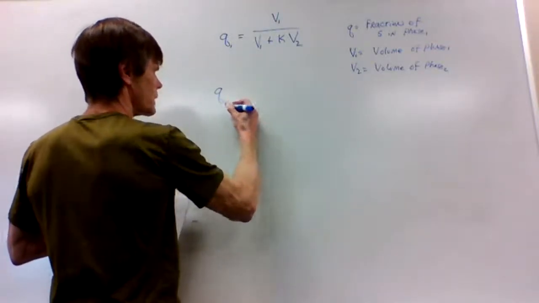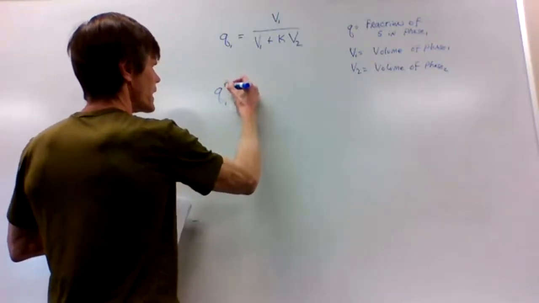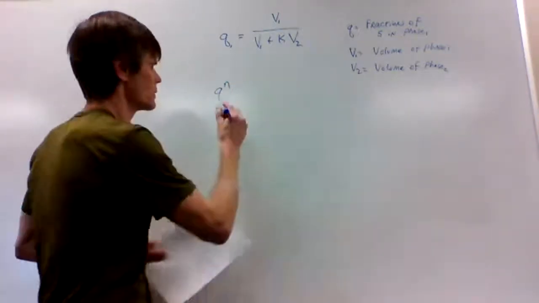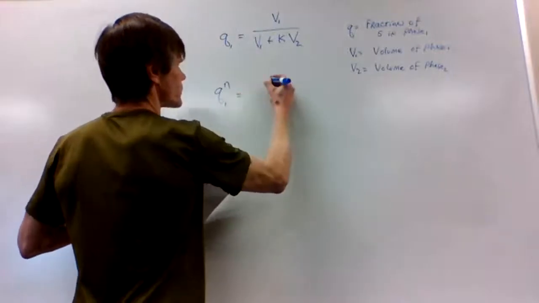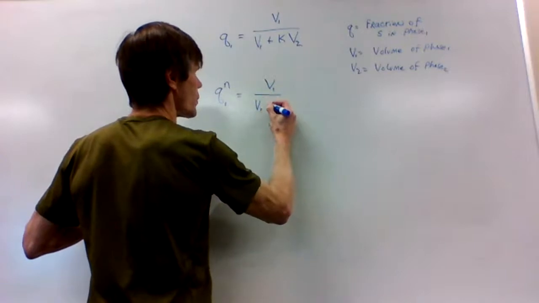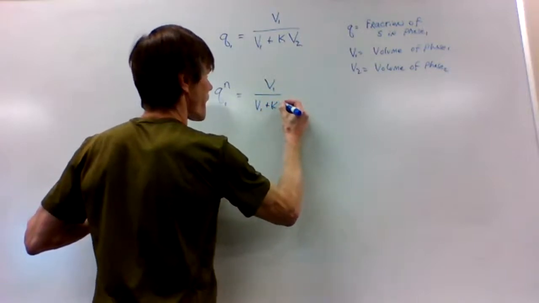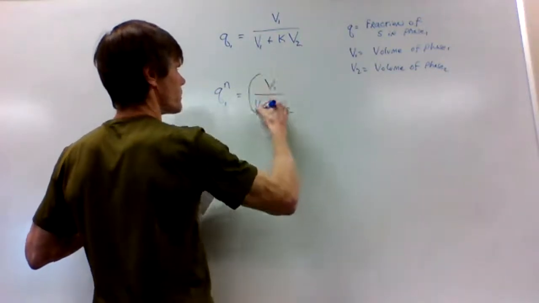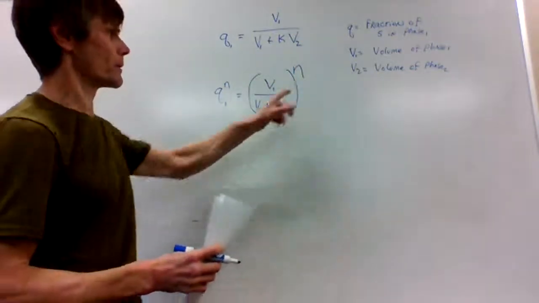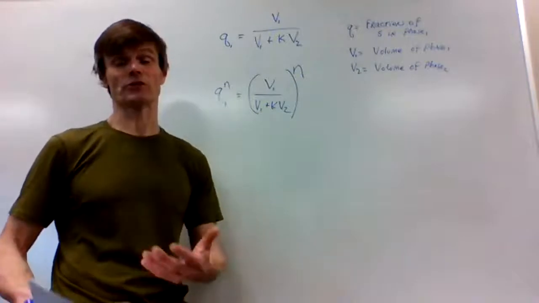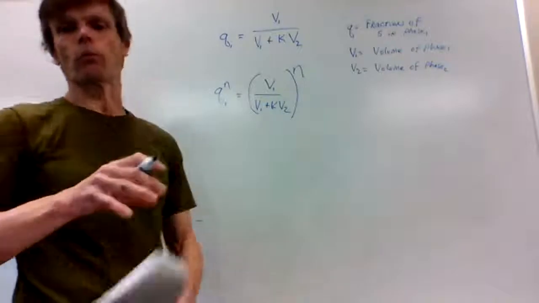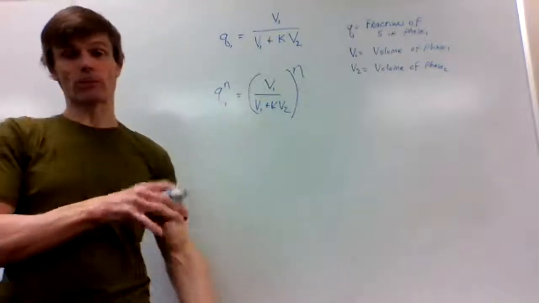So this is Q remaining in our first phase. N is going to represent the number of extractions that we do. And again, it's related to the same equation, but we raise it to the power based upon how many extractions that we're going to be able to do. So let's envision why this relationship is true.